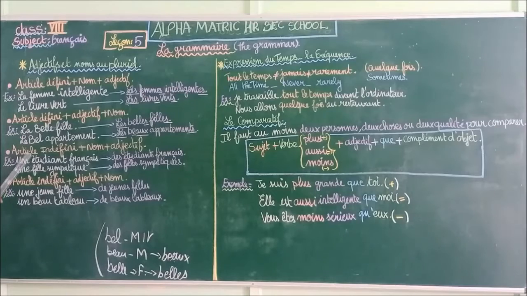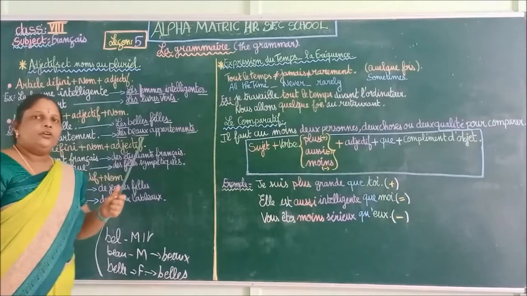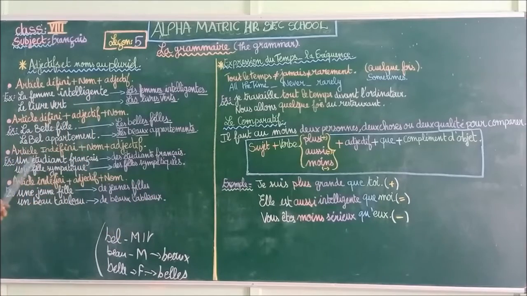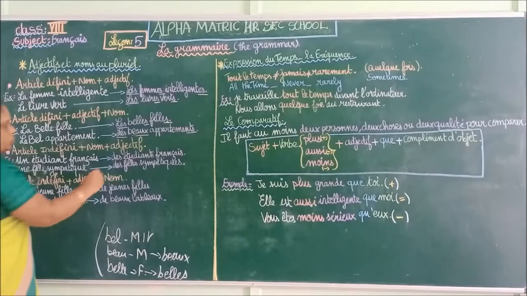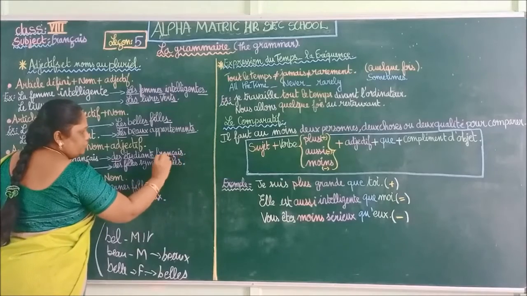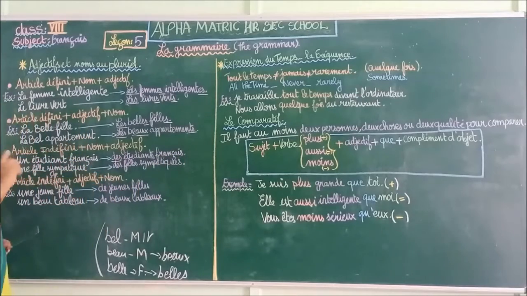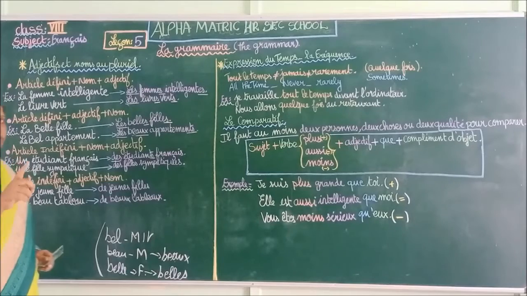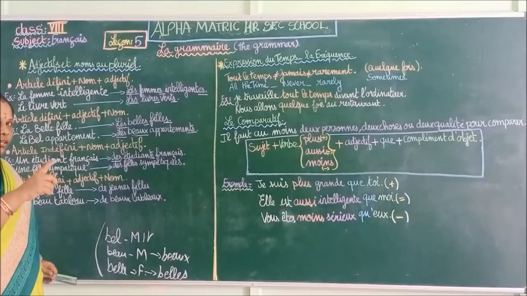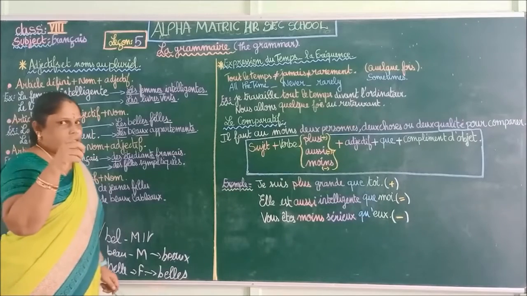So next point, article indéfini plus nom plus adjective. So indéfini means un, une, des. So you have un étudiant français. So un will change into des. Étudiant we are going to add an S, and français will remain the same because it is a nationality. Okay, so français is a nationality. If for example you have feminine, you are going to add ES.